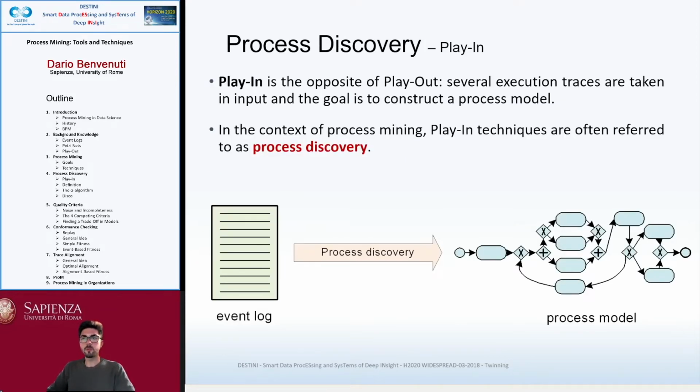The first one that we will look at is process discovery, which is supported by the play-in operation, which is basically the opposite of what we did previously, the play-out. As you remember, in play-out we had a process model already set, and we could use it to generate event logs by playing all the activities following the rules that we have. Here in play-in we have an event log from which we need to discover the process model that generated it. So it's the opposite operation.